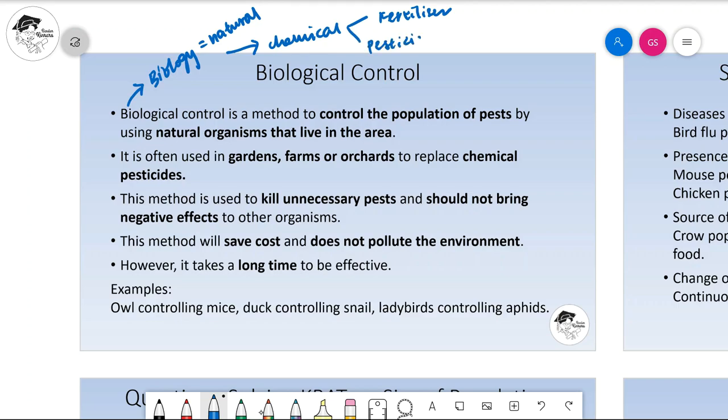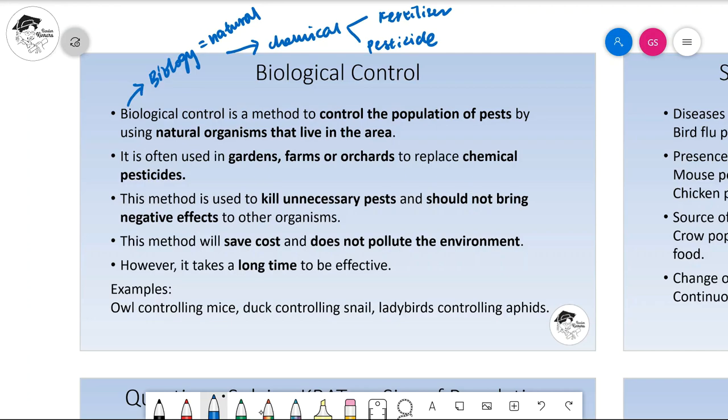Pesticide is also a chemical because it comes from a factory where they make these chemicals, and then you use it as a farmer, or as a palm oil, kelapa sawit, owner. But now we are not using chemicals, we're using biological control. So, biological control is a method to control the population of pests by using natural organisms that live in the area.